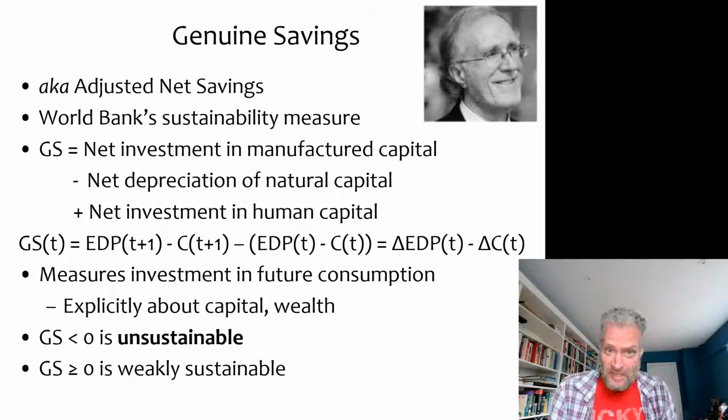The interpretation of the genuine savings index is fairly simple. If it's smaller than 0, then you're in an unsustainable situation. Then essentially your consumption is financed by driving down your wealth. Whereas if the genuine savings is greater than or equal to 0, then you're weakly sustainable. Weakly sustainable because you're maybe substituting natural for human capital or human capital for manufactured capital, but you are adding to your total wealth.